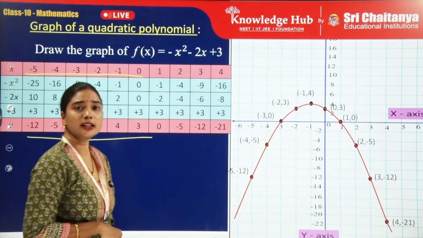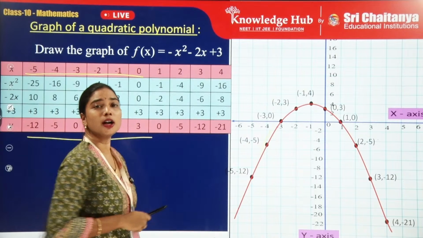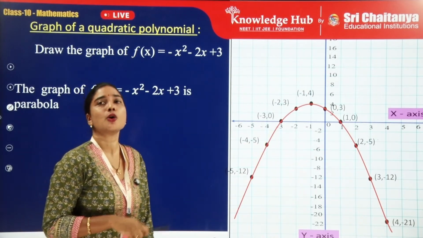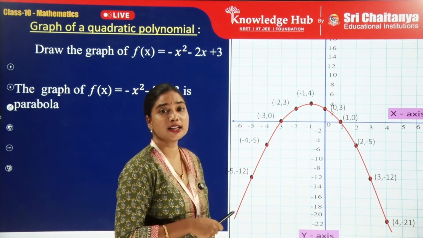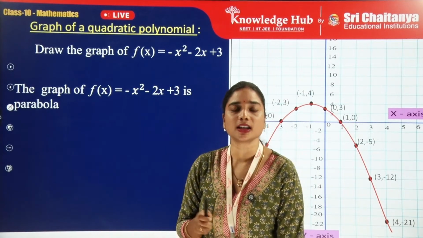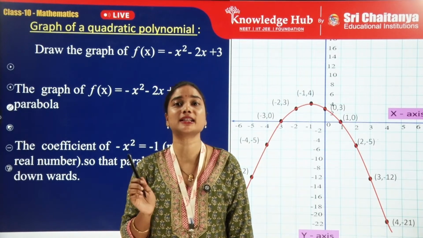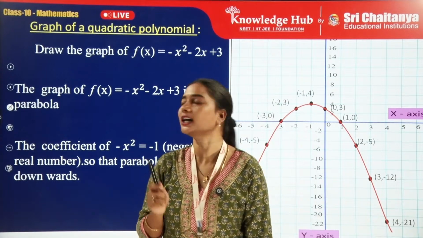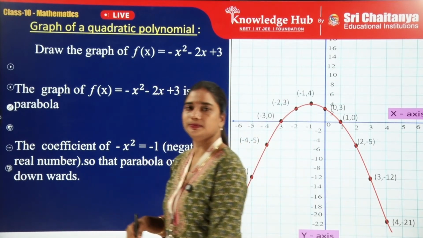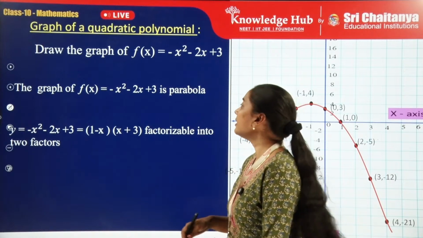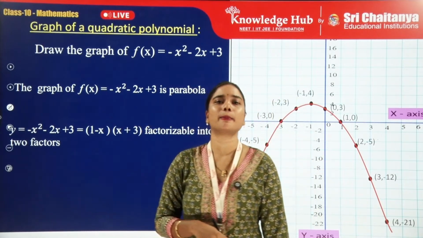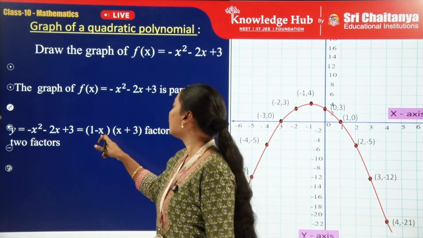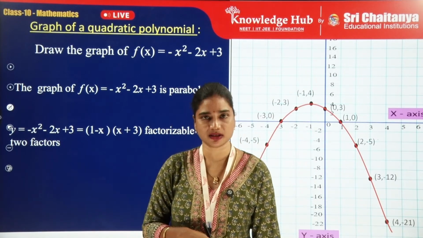So, if you join all these points, the parabola is open towards the downward direction. Why is the parabola open towards the downward direction? Because the coefficient of x square is negative, hence the parabola is open toward the downward direction. So now try to factorize the given polynomial. If you factorize the polynomial, the factors are 1 minus x and x plus 3.